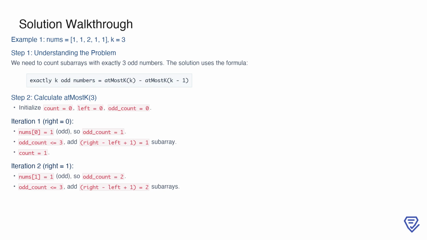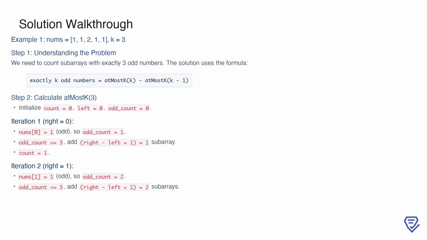The key observation here is that we can calculate this by finding the difference between subarrays with at most 3 odd numbers and subarrays with at most 2 odd numbers. Specifically, the formula is: subarrays with exactly k odd numbers equals atMost(k) minus atMost(k-1). Now, we begin by calculating atMost(3) for the array 1, 1, 2, 1, 1. We initialize 3 variables, count, left, and odd_count, all set to 0.